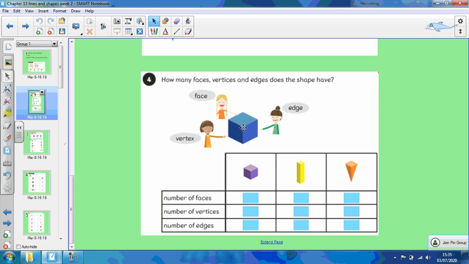The proper technical explanation is that they are points where more than two edges meet. So if you look at this one, for example, this is a vertex. More than one are called vertices, and we can see that this edge here, and this edge here are meeting to form this vertex. So it's basically the corner of a 3D shape.